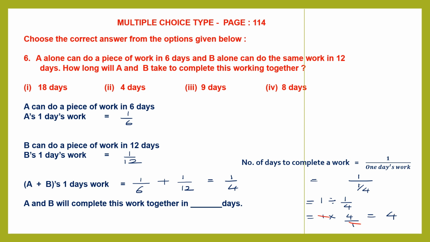So that means A and B will complete this work together in 4 days. So we can write the answer 4 here. So this is how we need to find out. First we need to find out A's 1 day's work, then B's 1 day's work, add it up together and just write the reciprocal of this. Straight away you can write the reciprocal, or you can divide it like this and get your answer. So this is option 2, 4 days. That is our correct answer.